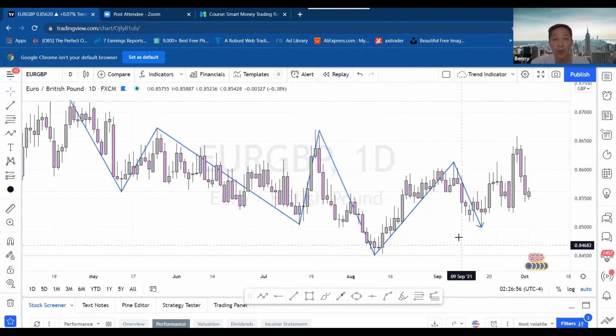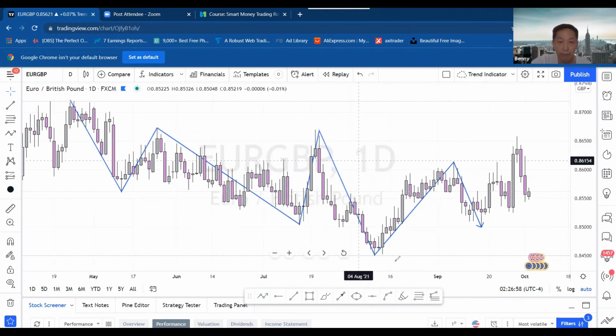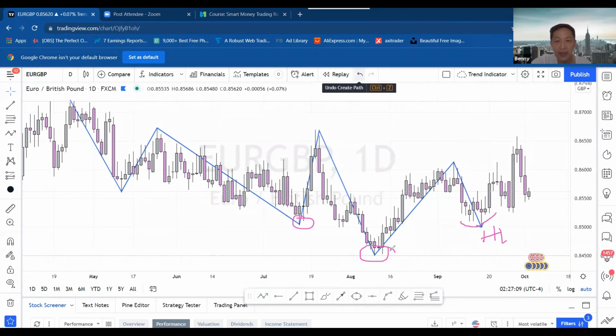So now, the price makes a lower low here. Until this point, we are still bearish. But once the price rallies up, it makes a higher low. We can say that this time frame is bullish. And if you want to look for long, you can go long. This is the daily time frame.